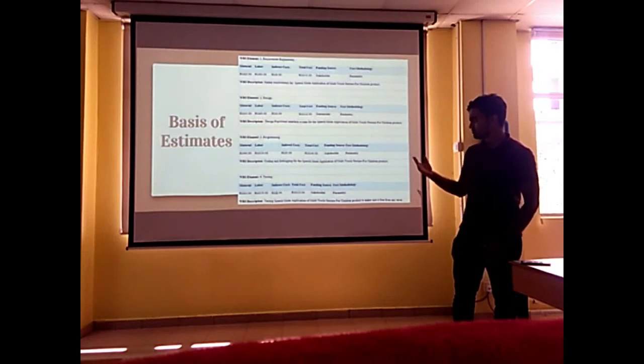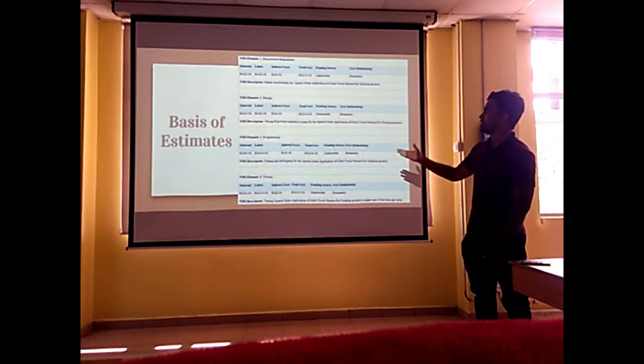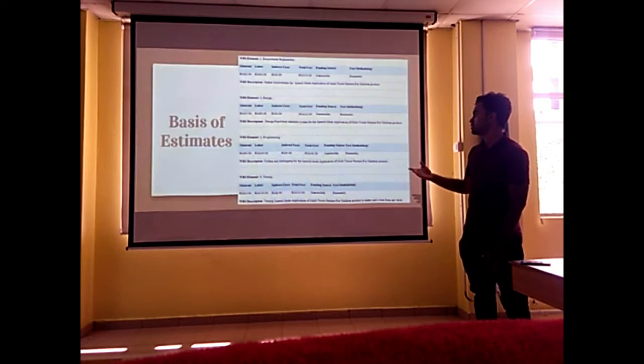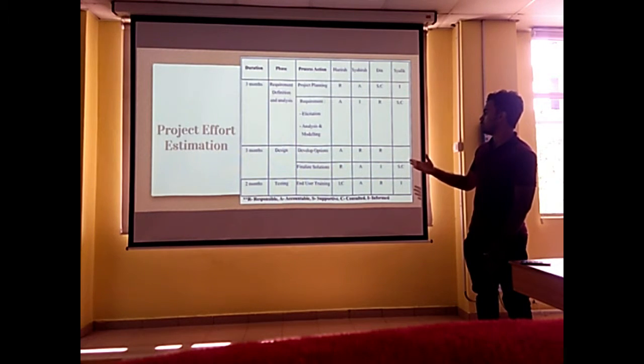Next, the basis of estimates. This is basically like budget. We are planning the budget for the system that we are going to develop. Next, project effort estimation. This is we are going to plan how do we divide the task based on responsible, accountable, supportive, consulted, informed.